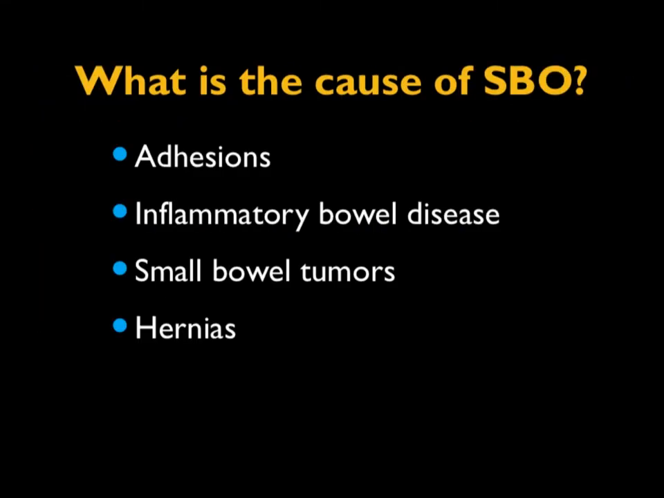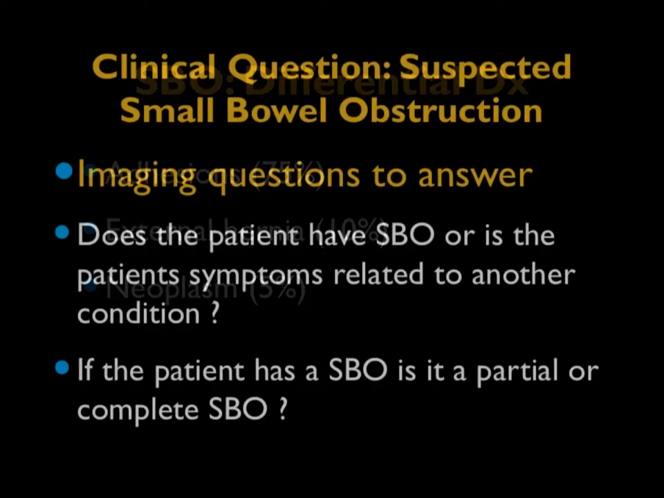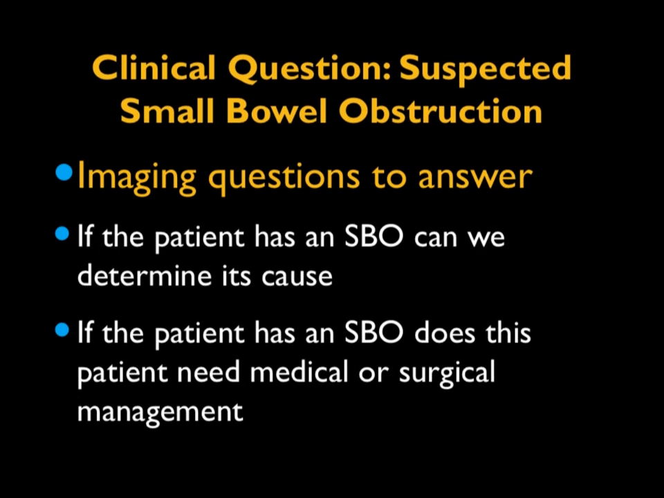Causes for bowel obstruction? Many, but most common is adhesions. And when you evaluate a patient, what you're looking for is to answer questions. Is there really bowel obstruction present? Maybe not. If there is bowel obstruction, is it partial or is it complete? Can we determine its cause? Is it a hernia? Is it a mass? Is it obstruction? Is it an ileus? And where do we send the patient? Does the patient need medical management or surgical management, or basically can be discharged?